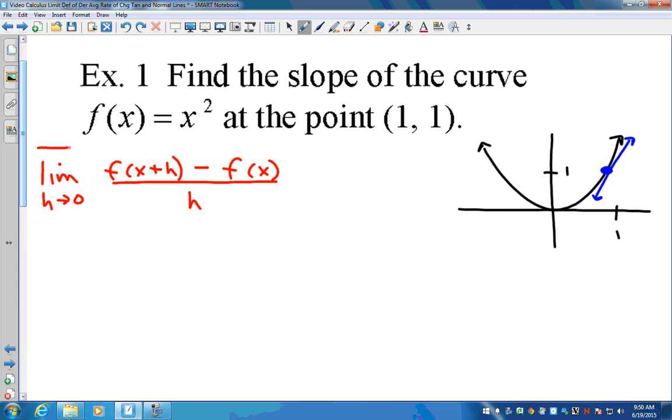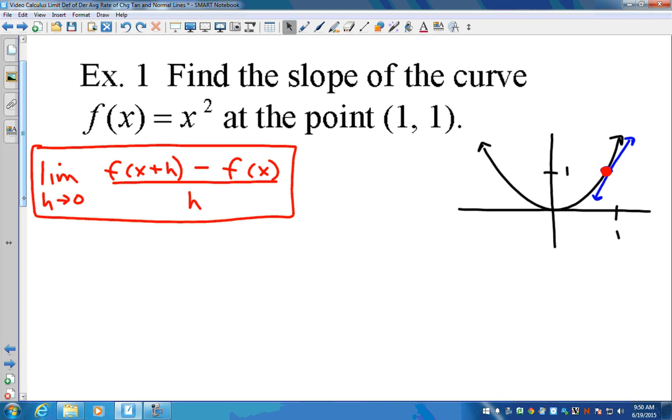Okay, so if we use this formula, we will get the answer to our question. We will get the slope of y equals x squared at the point (1, 1). All right, so let's do it. The limit as h approaches 0 of, what's f of x plus h? A lot of times people struggle with that.